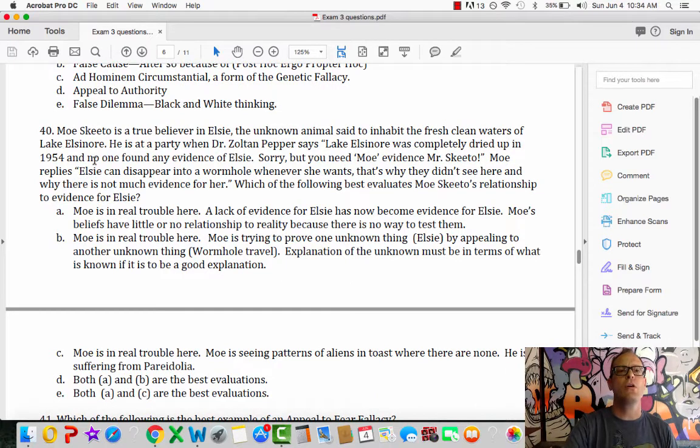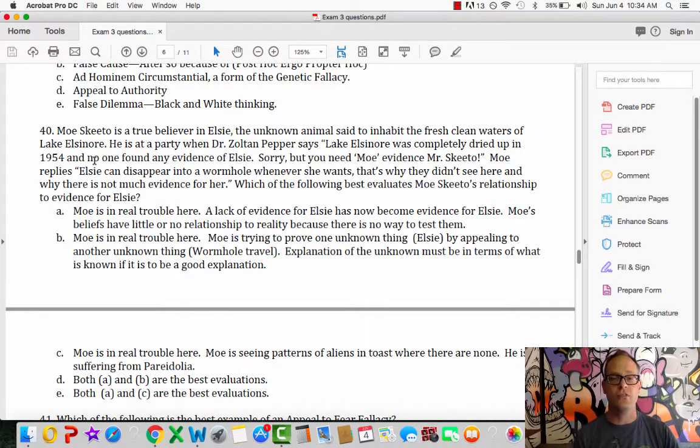All right, why don't we go ahead and read number 40? It's fairly involved, and I think it would be useful to have a little review of it.